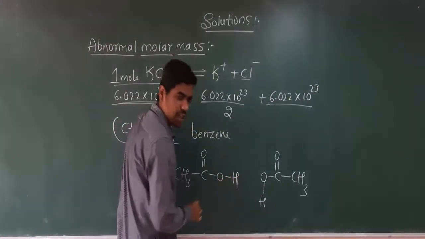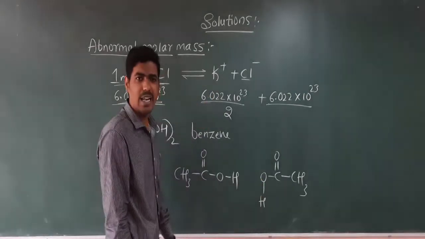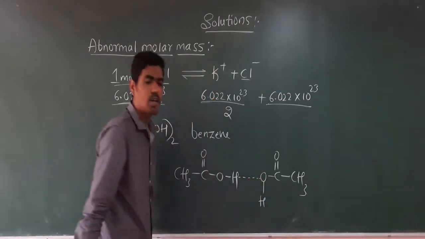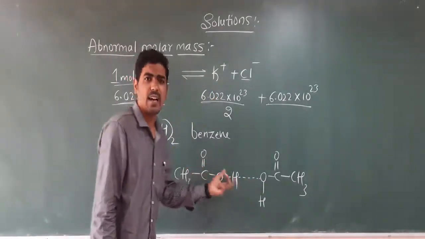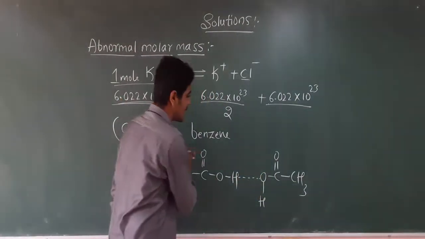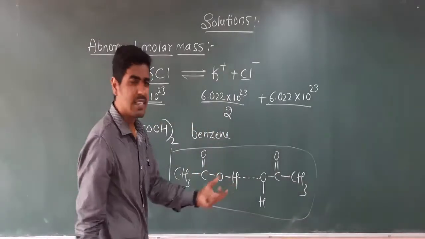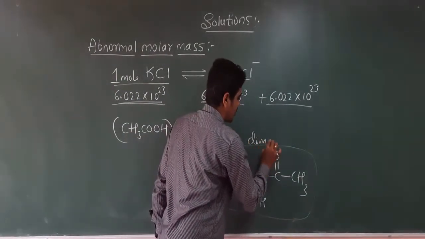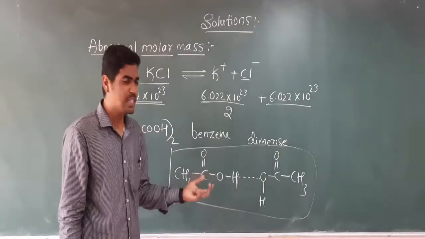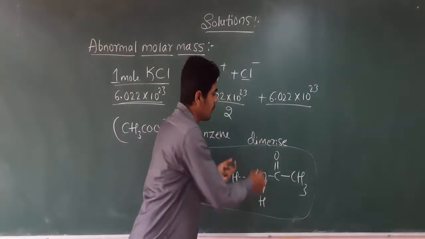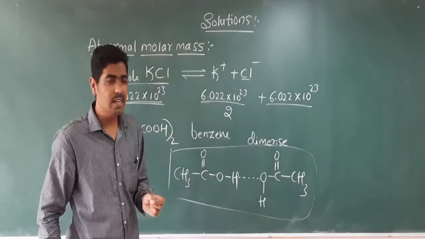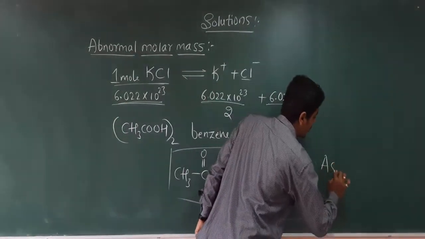Now this is the hydrogen atom and this is the more electronegative oxygen atom. In between these two, hydrogen bonding will be formed. Due to that, the two molecules combine and form a single molecule, and this is known as dimerization. Di means two, mer means units. So the two units get combined and undergo association.